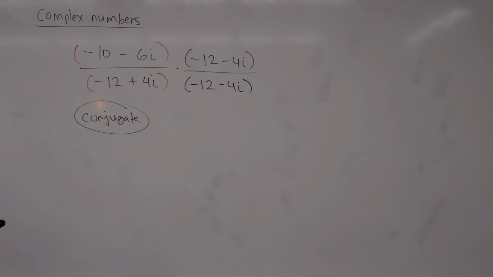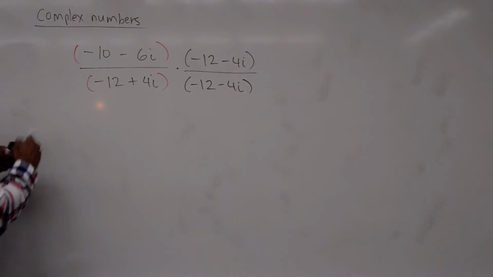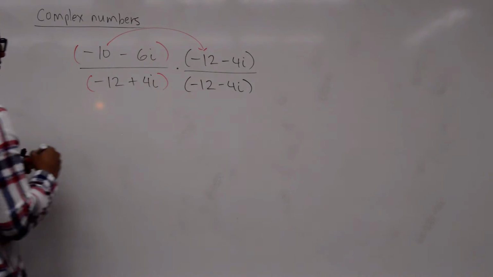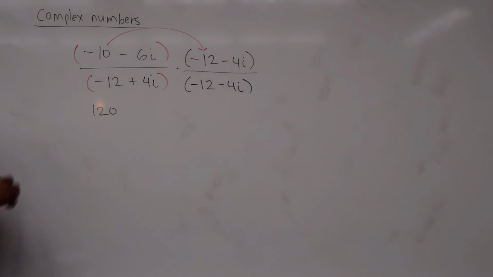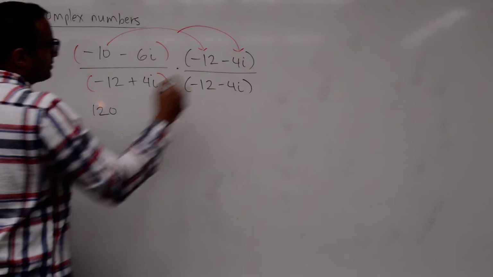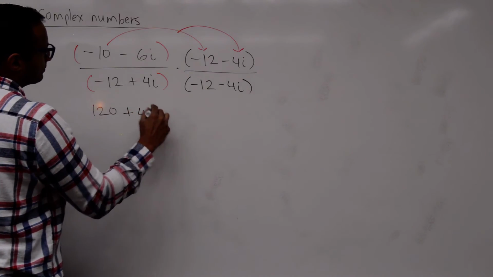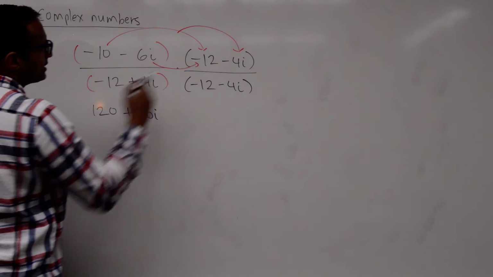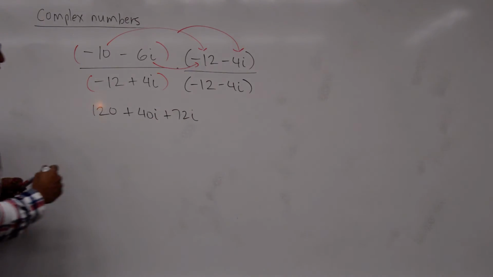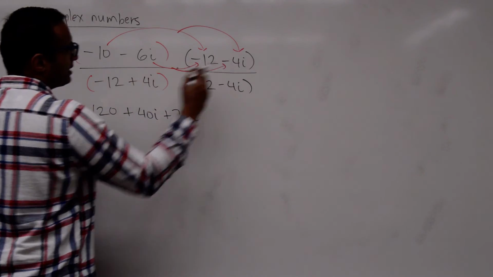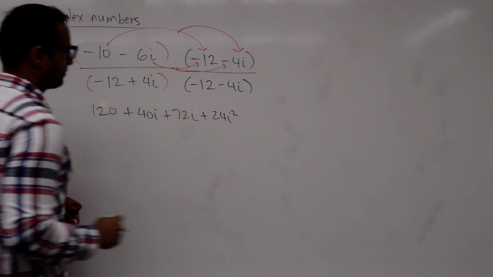So, let's simplify this. Now we're FOILing again. On the numerator, we have negative 10 times negative 12. That's going to be positive 120. You have negative 10 times a negative 4i, which gives me a positive 40i. I have negative 6i times negative 12, which is a positive 72i. And I have a negative 6i times a negative 4i, which is a positive 24i squared.